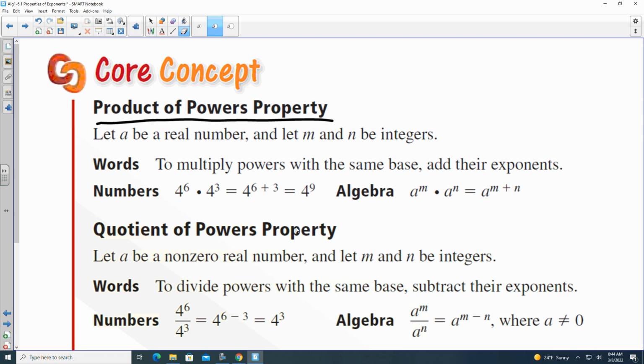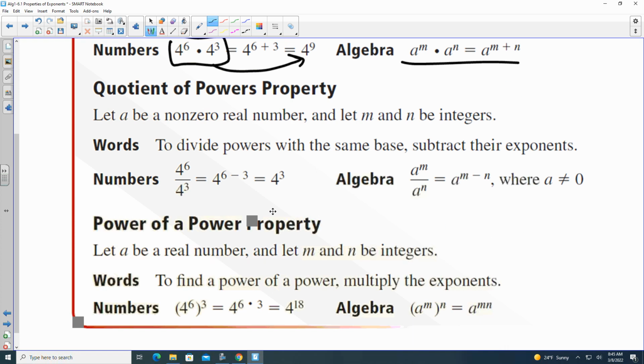Again, this is going to become this when you put them together, because you are just adding the exponents. So the general rule is, if you have a to the m power times a to the n power, it's going to be equal to a to the m plus n, the sum of the two exponents.